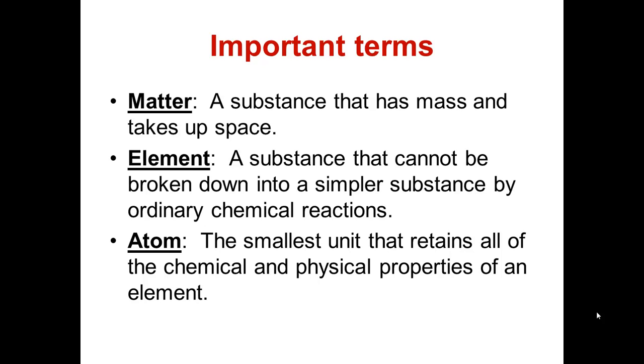So to begin, we're going to discuss a few important terms. So first, matter. All living things are composed of matter, which can be defined as any substance that has mass and takes up space. All matter is composed of elements, and elements are substances that can't be broken down into simpler substances by ordinary chemical reactions. Elements are then composed of atoms, and an atom is the smallest unit that retains all of the chemical and physical properties of that element.